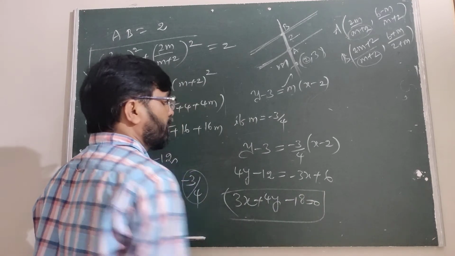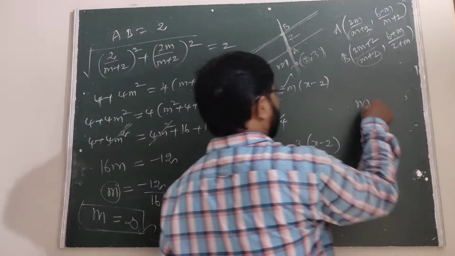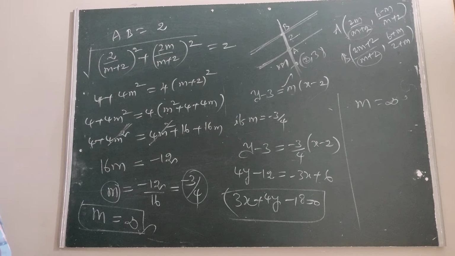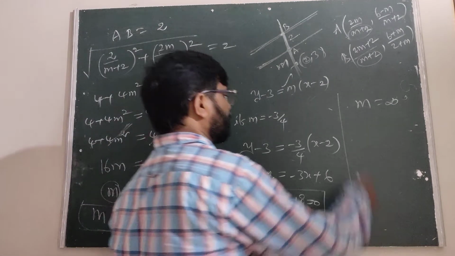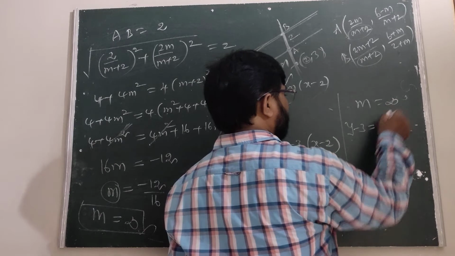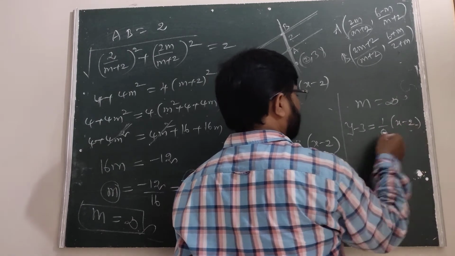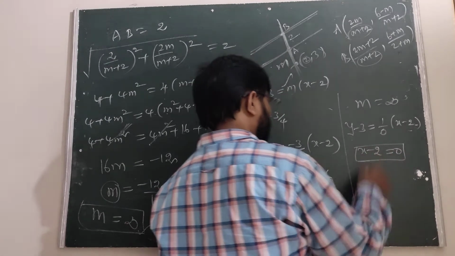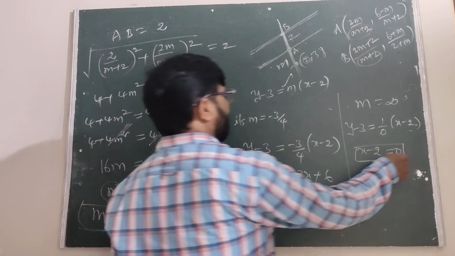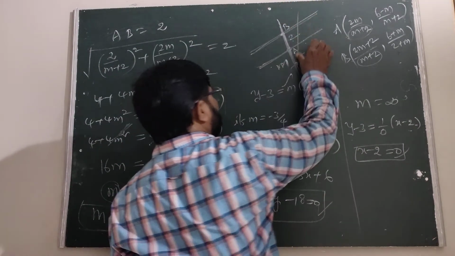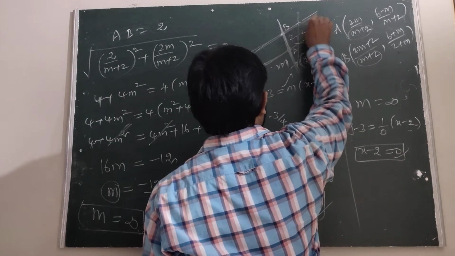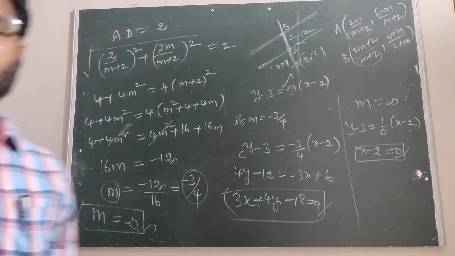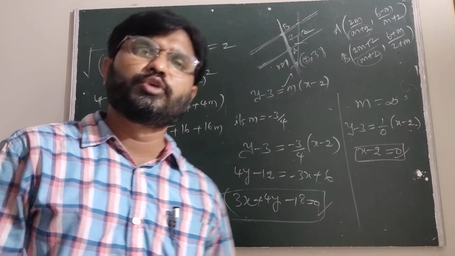When we take m equals infinity, undoubtedly we got the other line that will be parallel to the y axis. Since the slope is infinity, that is 1 by 0 into x minus 2, 0 into this value is 0, therefore x minus 2 equal to 0, x equal to 2. These are the line segments which are passing through the point 2 comma 3, making an intercept of 2 units between them.